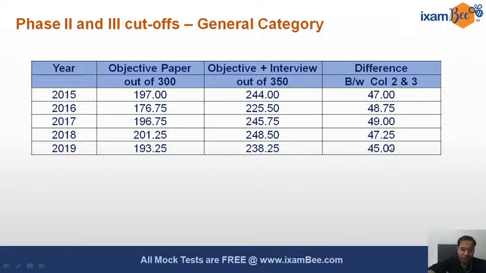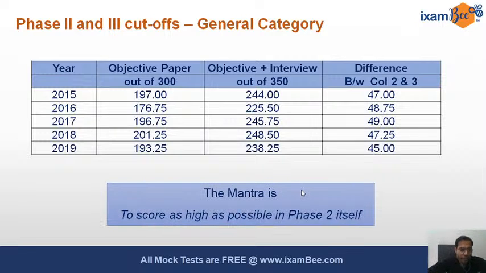And these marks are not so easy to get. It's very subjective. It depends on a lot of factors apart from your knowledge. So the mantra is to score as high as possible in Phase 2 itself, not to be just at the bottom of the list going by the Phase 2 marks. You have to be quite above the average ones, just to increase the chances of making it to the final list.